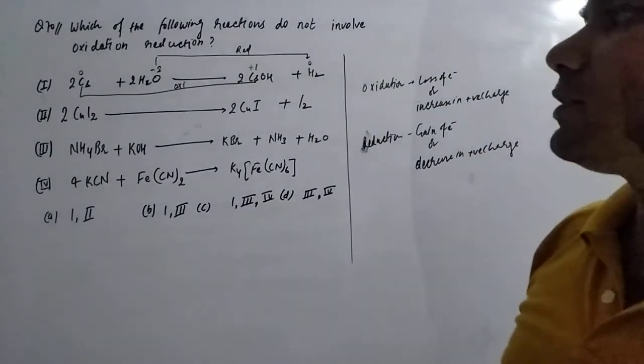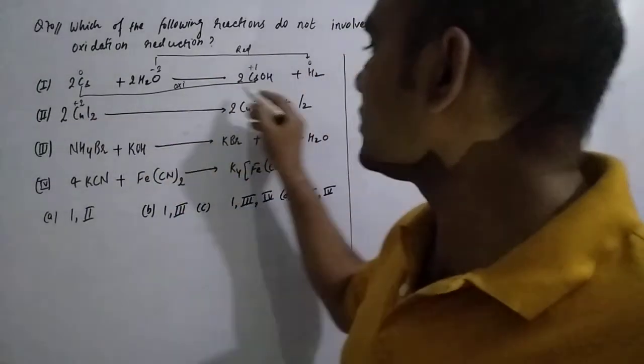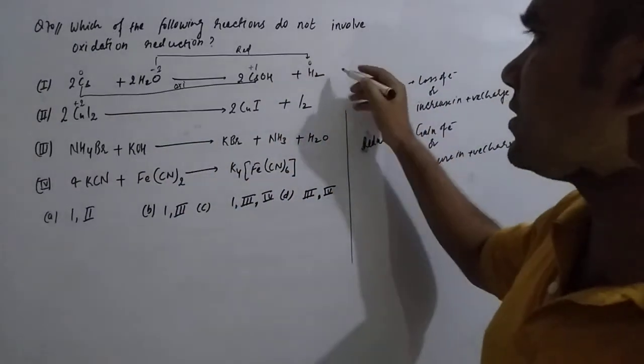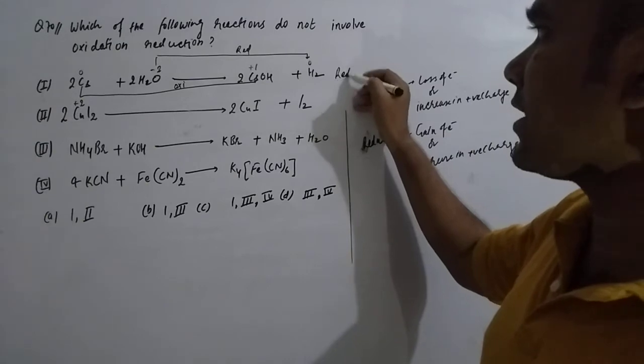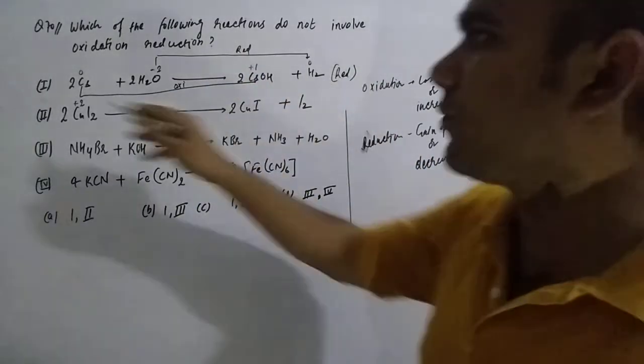Now check the second point, student. Here this is +2, okay. So this is a redox reaction, student, because oxidation and reduction both are taking place. So this cannot be our answer.